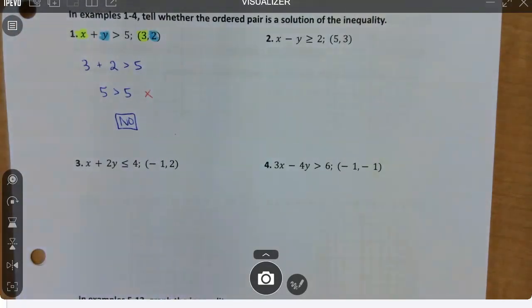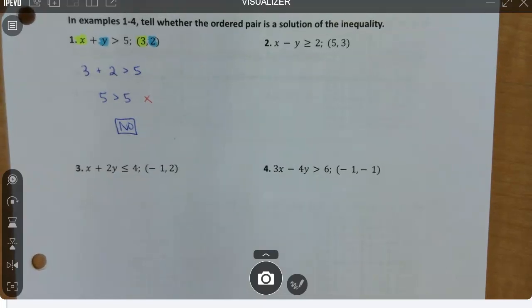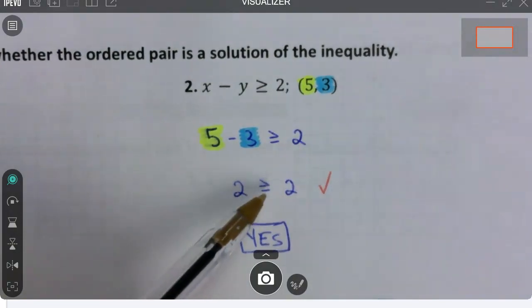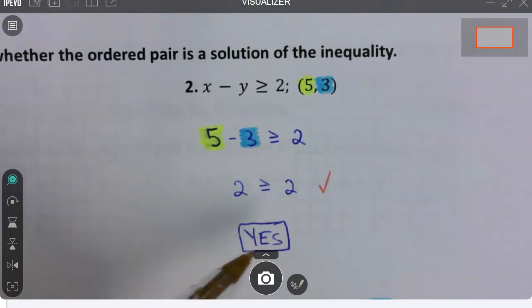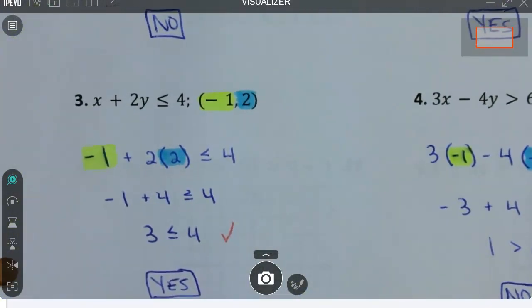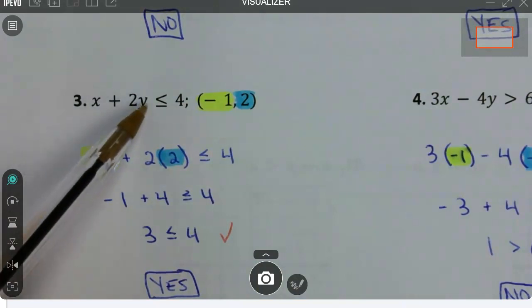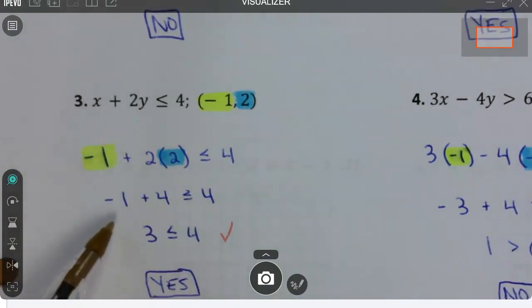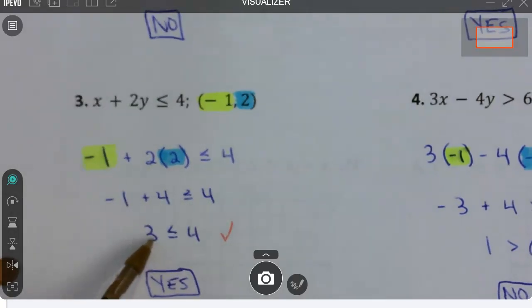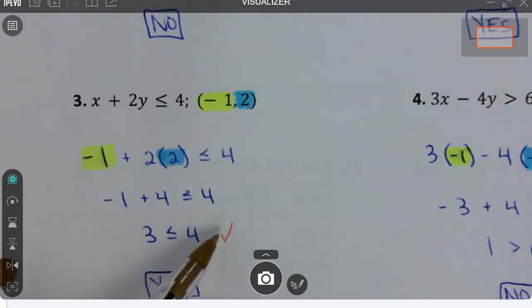Okay? Now I'm going to quickly show you 2, 3, and 4 as well. So for number 2, x is 5, y is 3. I plug them in for the x and y. And as I work it down, I notice that 2 is greater than or equal to 2. Yes, that works, therefore it is a solution. For number 3, x is -1, y is 2. I plug them in accordingly. Now when I do my math here, -1 plus 4 less than or equal to 4 is 3 less than or equal to 4. Yes, it is less than, so check mark, yes.